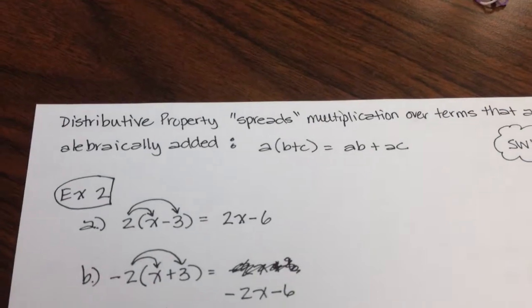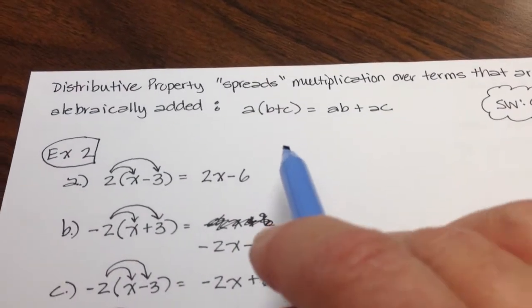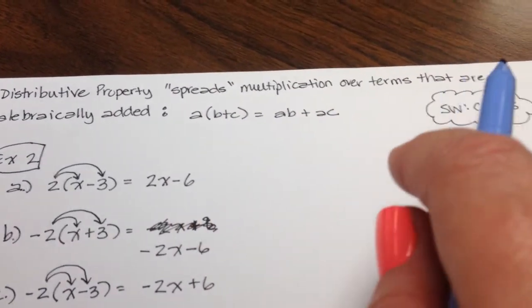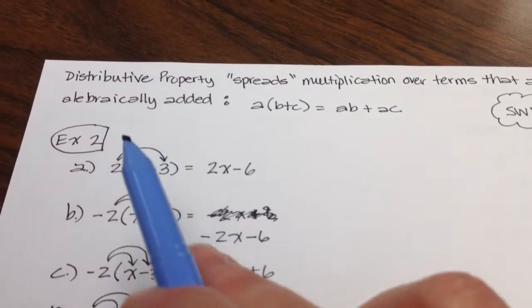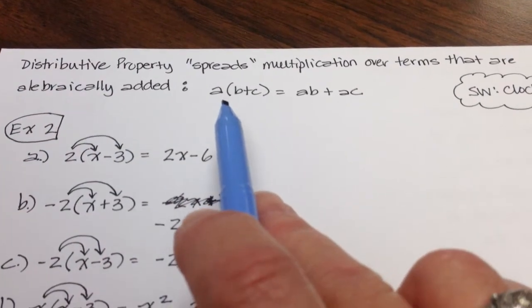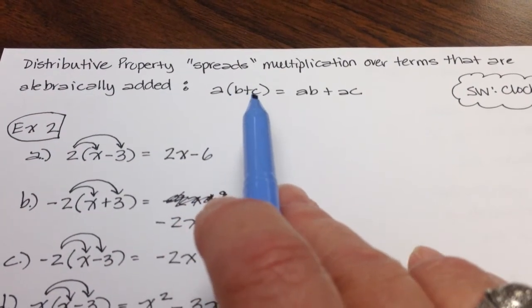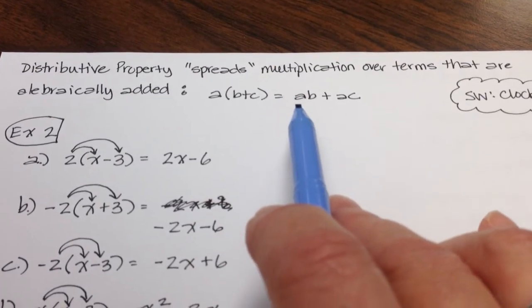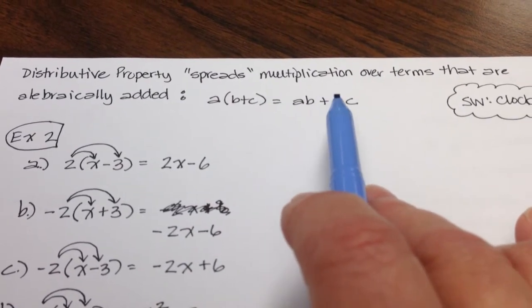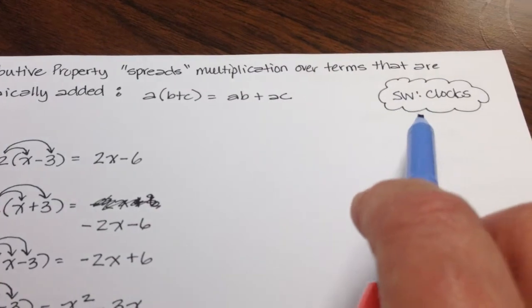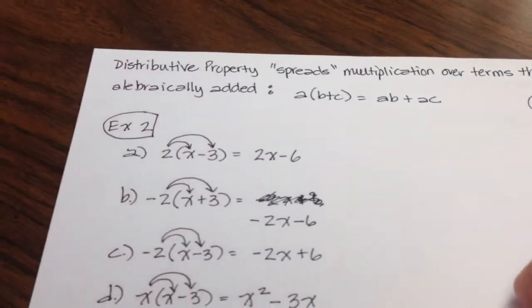Rarely, but sometimes. Okay. The distributive property just spreads the multiplication over the terms that are algebraically added. So for example, A times (B plus C) actually equals AB, which is A times B, plus AC, which is A times C. Secret word, clocks.